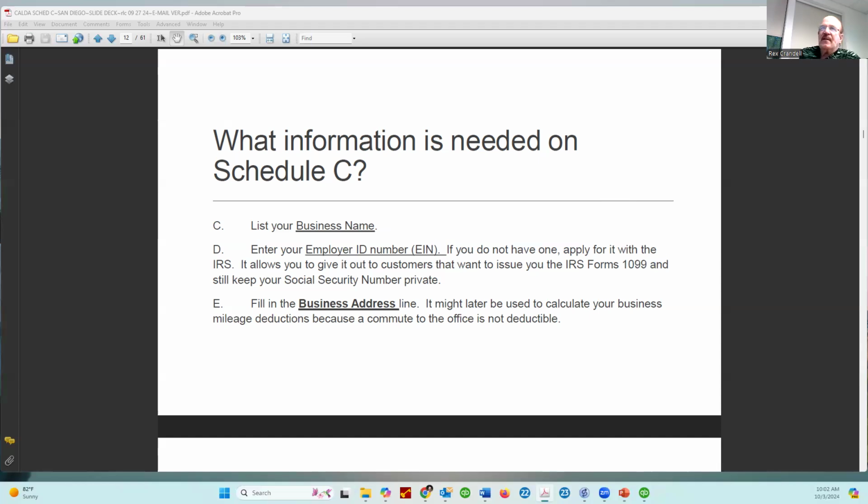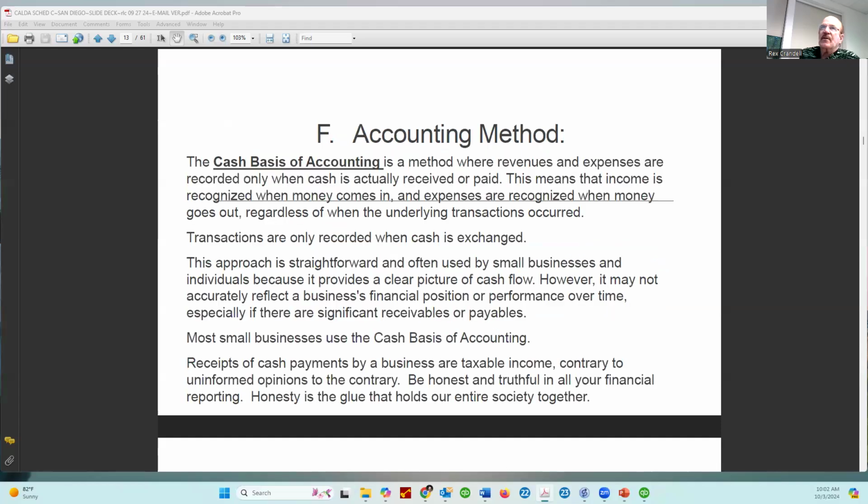Then fill in the business address. It might or may later be used to calculate your business mileage, because commuting to the office is not considered a deductible expense.